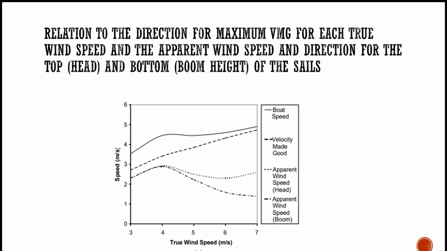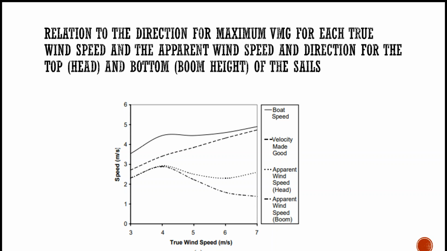Going into more technical results, if the data is extracted which relates to the direction for maximum VMG for each true wind speed, and the apparent wind speed and direction at the top head and bottom height of the sails, the results shown in the following figure are obtained. From this graph, it can be seen that as the wind speed increases, so does the boat speed. In addition to that, the optimum true wind angle will increase. Both of these effects help to increase the VMG.